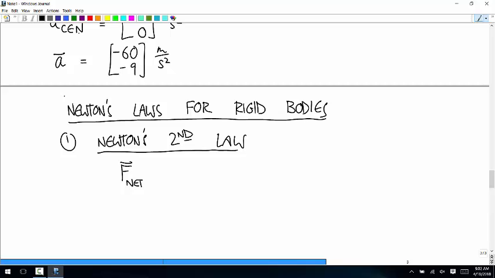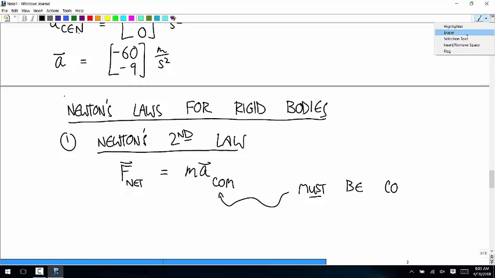Yes. So F net is equal to the mass of the object you isolate times the acceleration of its center of mass. It might not be the axis, right? This must be the center of mass, the acceleration of the center of mass.